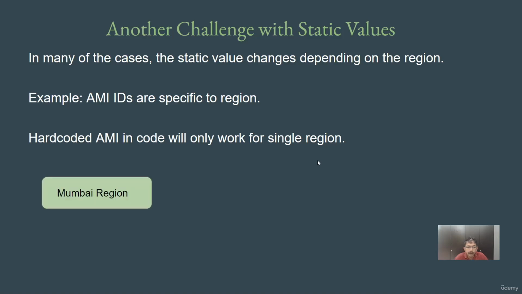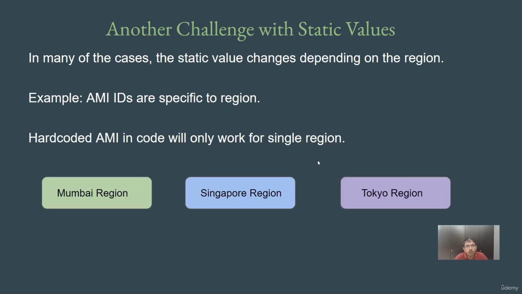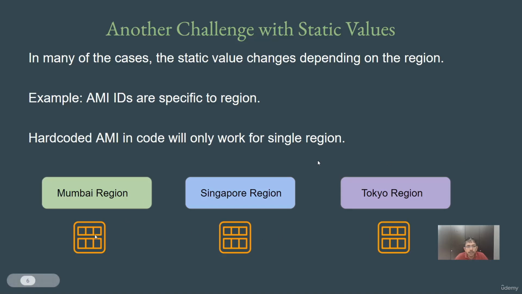Let's say that you have Mumbai region, Singapore region, and you have Tokyo region. Now each region will have its own AMI, for example Ubuntu or Amazon Linux or Windows Server. However, the difference here is that the AMI ID associated with the latest operating system image will differ across the region. So in the Mumbai region, let's say AMI ID is 1234. In the Singapore, it is 5678. In the Tokyo, it is 9012. So even though they are the same operating system, which is the latest operating system image, the ID will change.